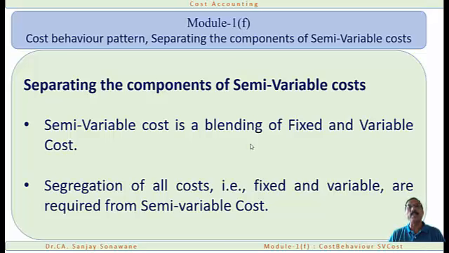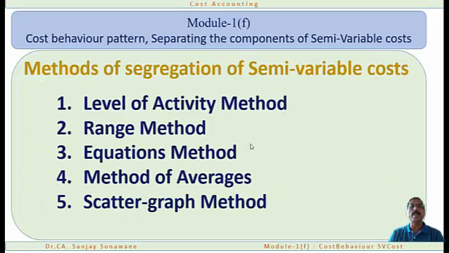Now for separating the components, we have various methods. Really speaking, in our syllabus, we don't have a practical problem on module 1, but knowledge of this specific separation of the components of semi-variable cost is required when you go for another module on cost sheet. When you solve a problem on a cost sheet, you need to know how to segregate the fixed and variable cost for judging the estimated cost for some other level of production. So let us go through these 5 methods. One is level of activity method, range method, equation method, method of averages, scatter graph method.